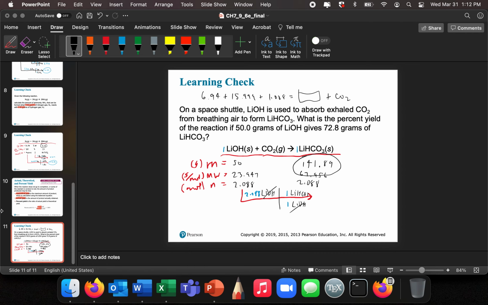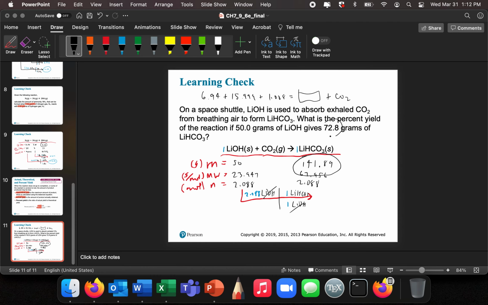But that's not how much I actually do make. How much do I make? I make this much, so my actual is 72.8. And my theoretical is 141.89. That's how much I could make. And I have to multiply that by 100 to get my percent. So I divide, and I'm going to get about 51.3%. And that is my percent yield.